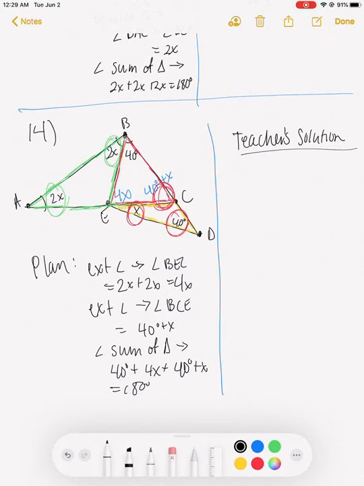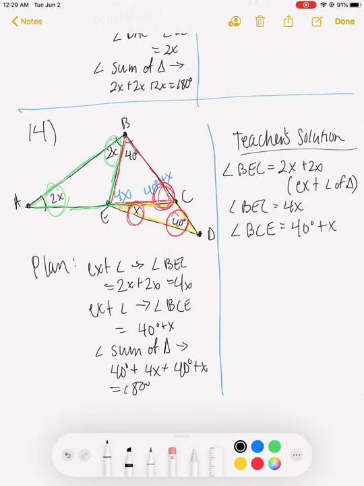Now, our first step in the teacher solution was to find these exterior angles. And so I can say that angle BEC is equal to 2x plus 2x. I list my exterior angle first and then put it with the sum of the opposite interior angles. So exterior angle of triangle. Okay, so angle BEC is equal to 4x. Next, I've got the angle BCE. That's going to be equal to 40 plus x, because those are the red angles that are circled there, because of exterior angle of triangle.